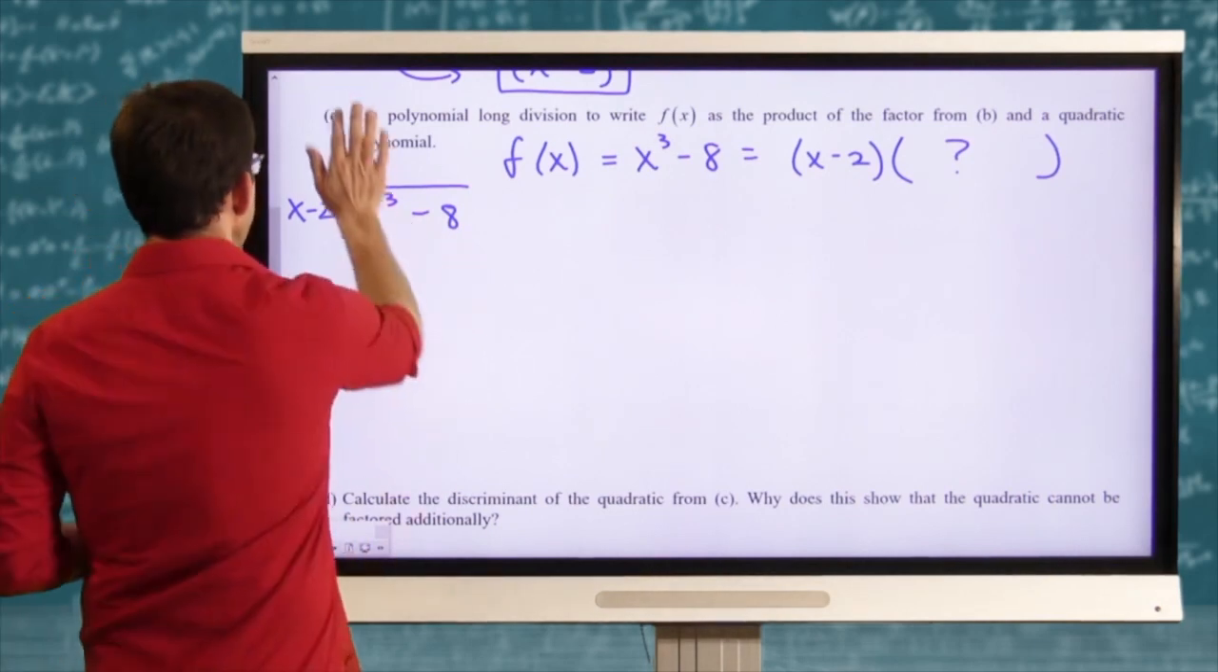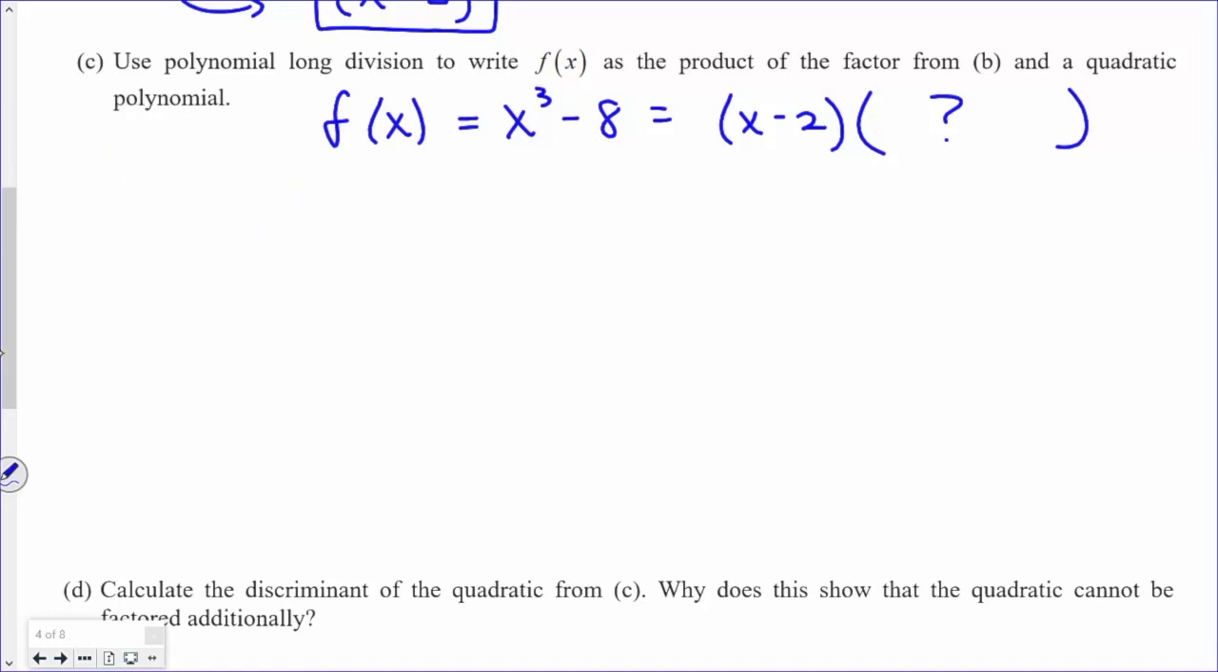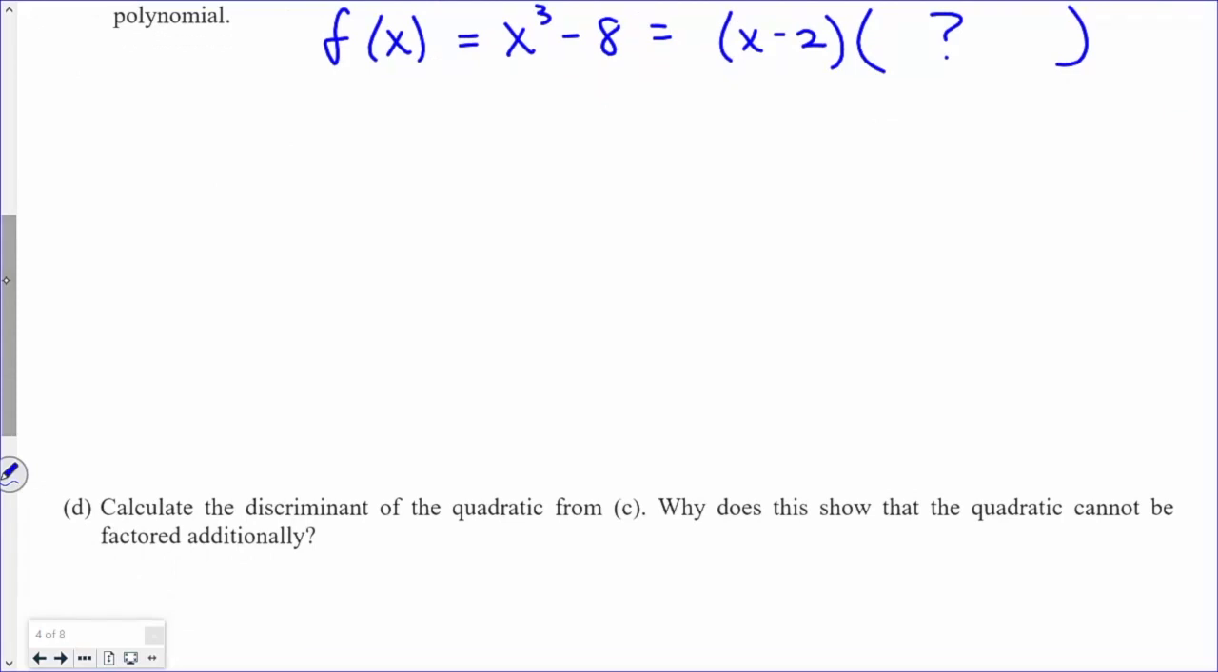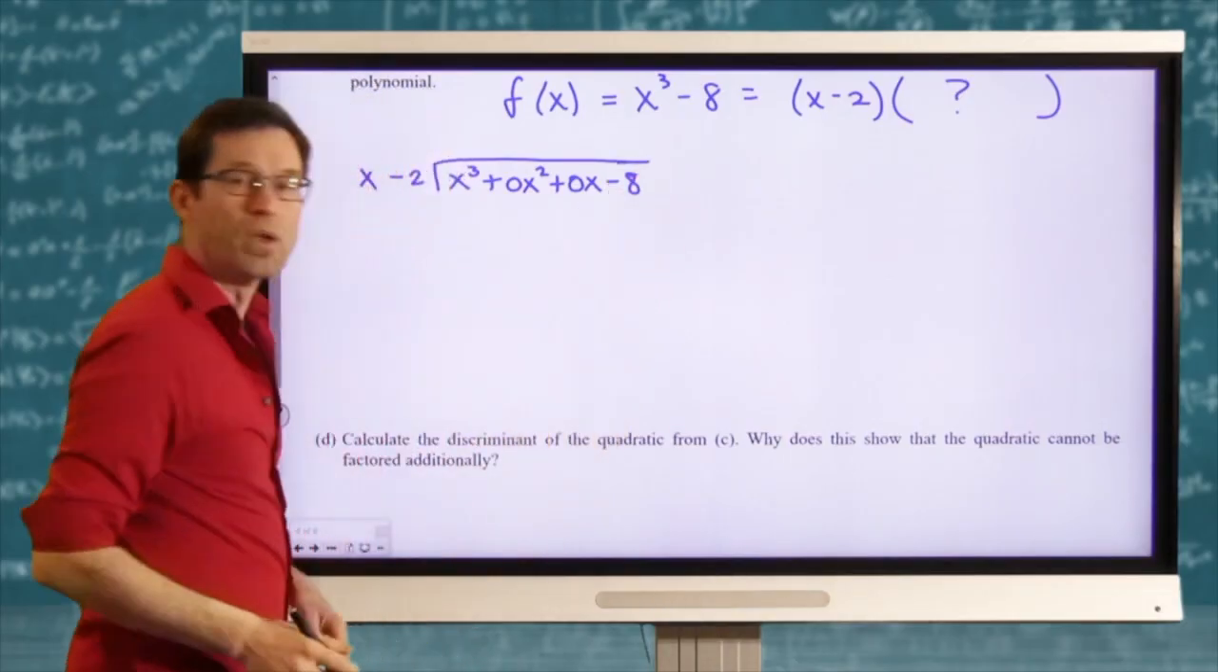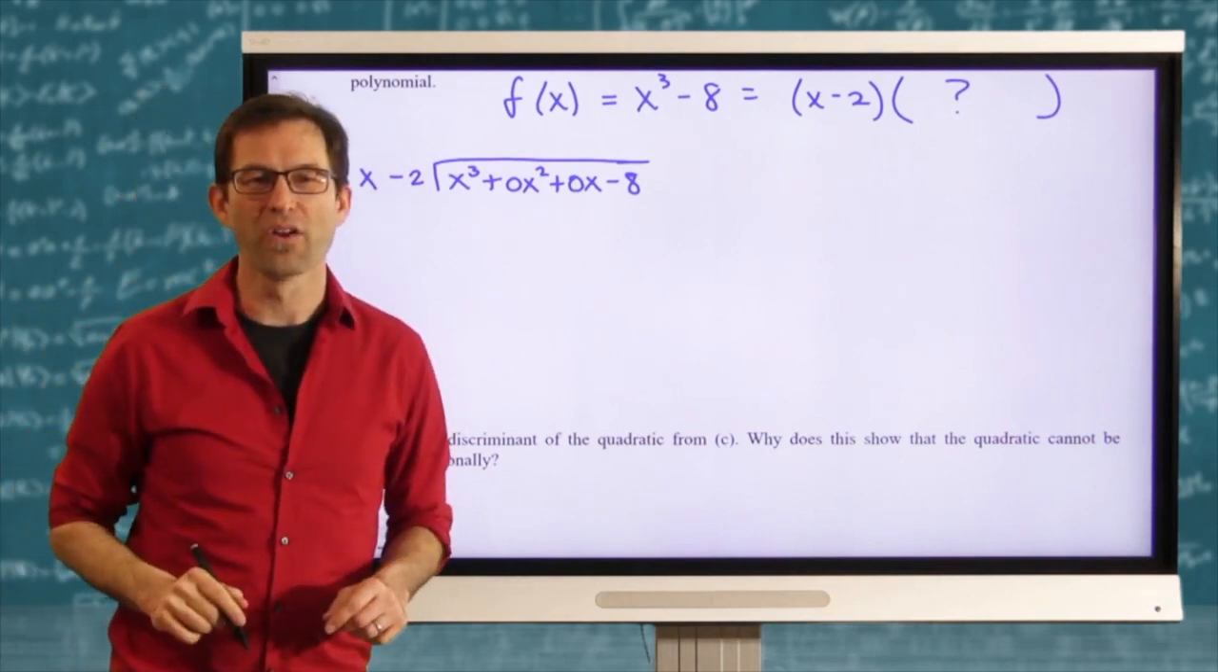So I'm going to erase this and give myself just a little bit more room. And I'm going to write it like this: x minus 2 into x cubed plus 0x squared plus 0x minus 8. All right, so now let's do a little bit of polynomial long division.